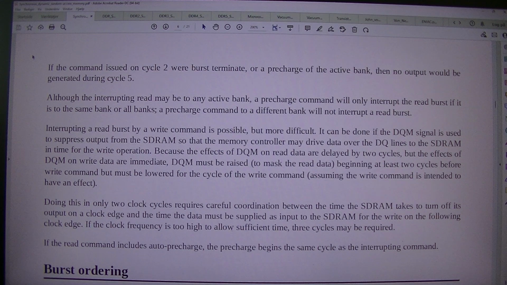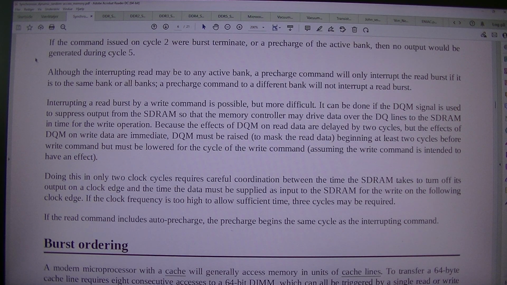If the command issued on cycle 2 were burst terminate, or a pre-charge of the active bank, then no output would be generated during cycle 5. Although the interrupting read may be to any active bank, a pre-charge command will only interrupt the read burst if it is to the same bank or all banks. A pre-charge command to a different bank will not interrupt a read burst.